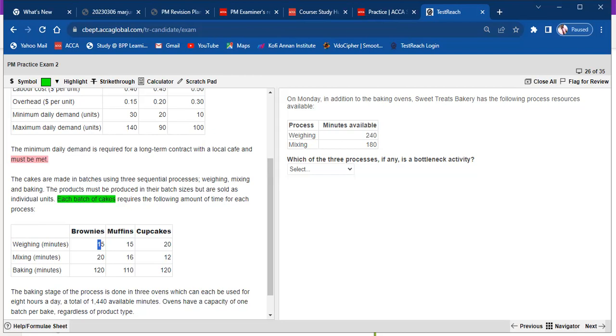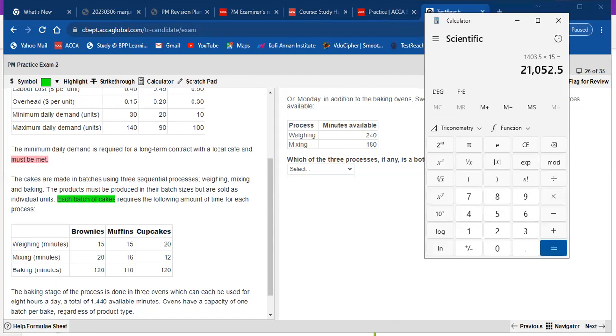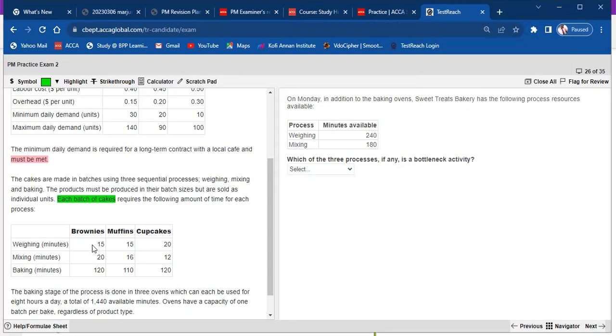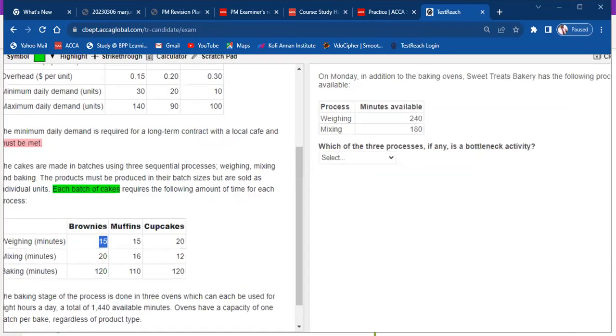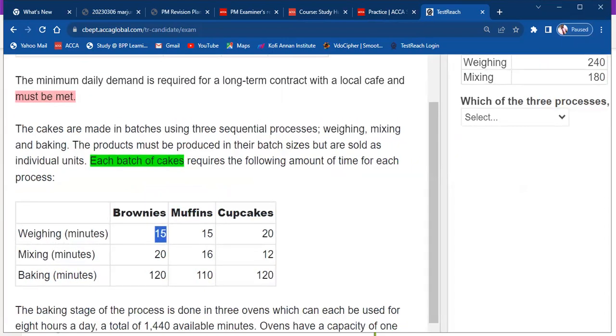So what time do you require to make all those batches in weighing? 50 minutes. Say again. When you multiply 3.5 by 15, you get 52.5. Is it 15 or 50? You need 15 minutes for brownies. 15, 1-5. Yes, you need 15 minutes to produce a batch.